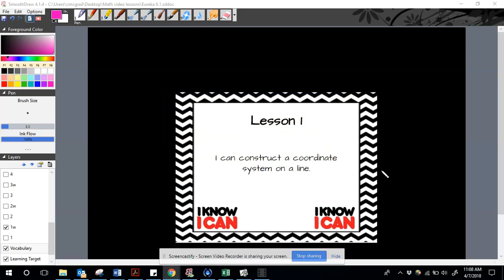This entire module is all about coordinate planes and graphing. So we're going to start simple with number lines. Let's take a look at our learning target for today. I can construct a coordinate system on a line.